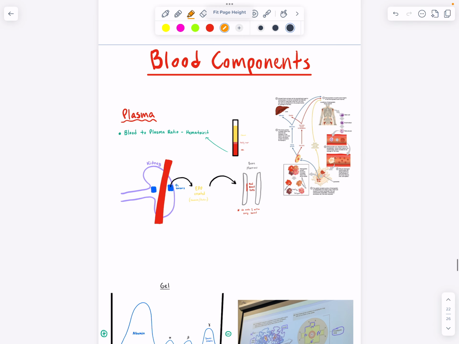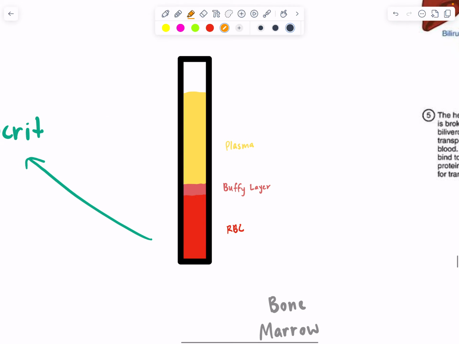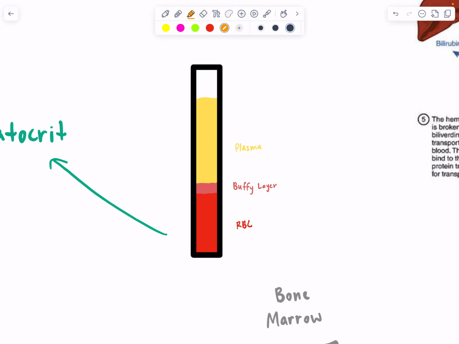So we'll come up here. So the composition of blood, if we were to centrifuge the blood and get it to separate into all of its different parts, we would see something that looks like this. So we see this. First, we have the red blood cells. They are the heaviest, I believe, which is why they're at the bottom. We got red blood cells.